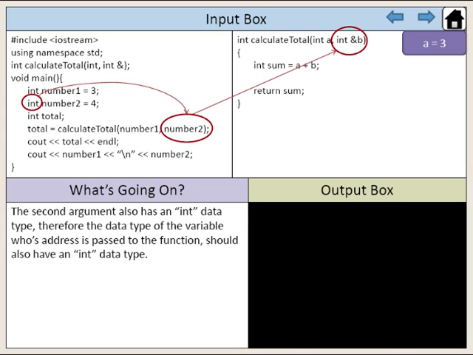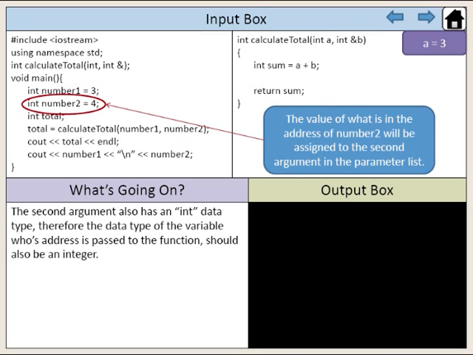The second argument also has an int data type. Therefore, the variable whose address is passed to the function should also have an int data type. The value of what is in the address of number 2 will be assigned to the second argument in the parameter list.